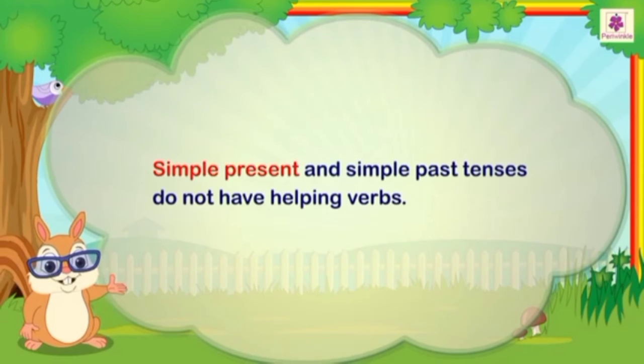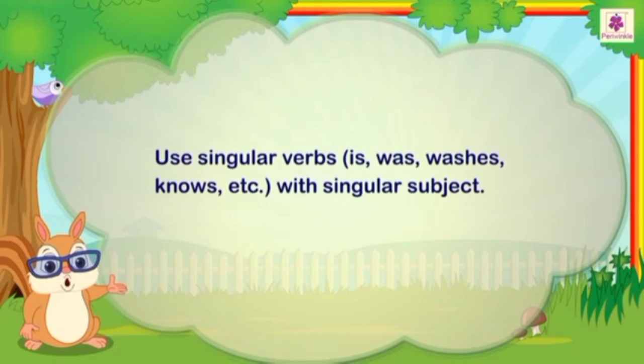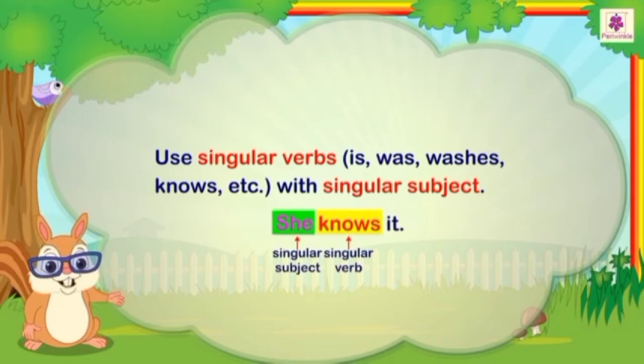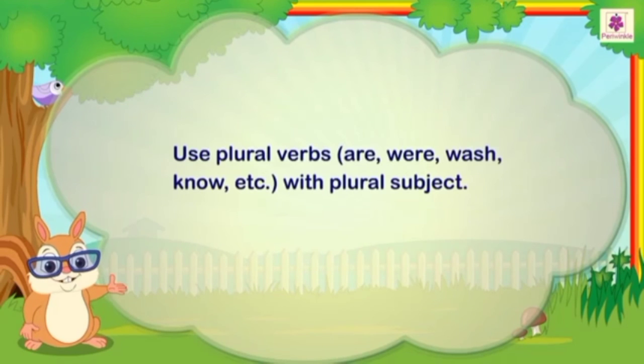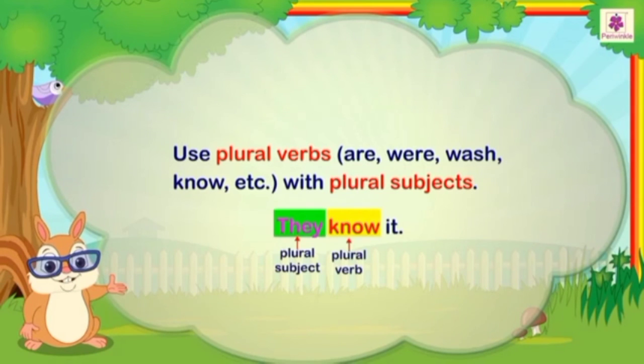Remember, simple present and simple past tenses do not have helping verbs. We use singular verbs such as is, was, washes, knows, etc. with a singular subject. For example, she knows it. We use plural verbs such as are, were, wash, know, etc. with plural subjects. For example, they know it.